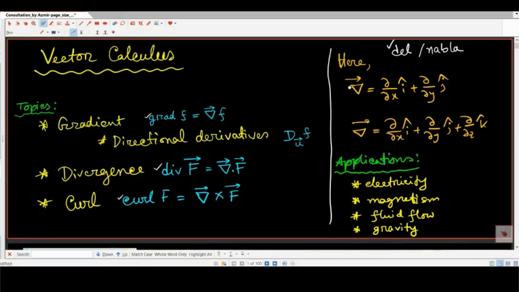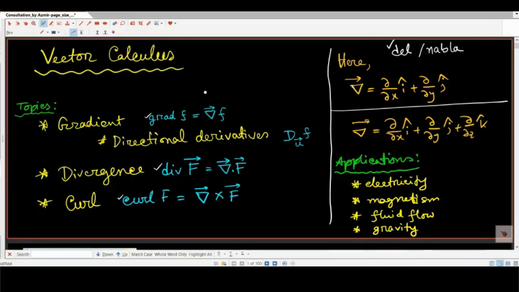Del is a vector differential operator. That means del is a vector which is equal to d/dx in the x direction plus d/dy in the y direction. This is the two-dimensional form of del. The three-dimensional form of del is d/dx in the x direction plus d/dy in the y direction plus d/dz in the z direction. Here i, j, and k are the standard basis vectors in the x, y, and z directions respectively.